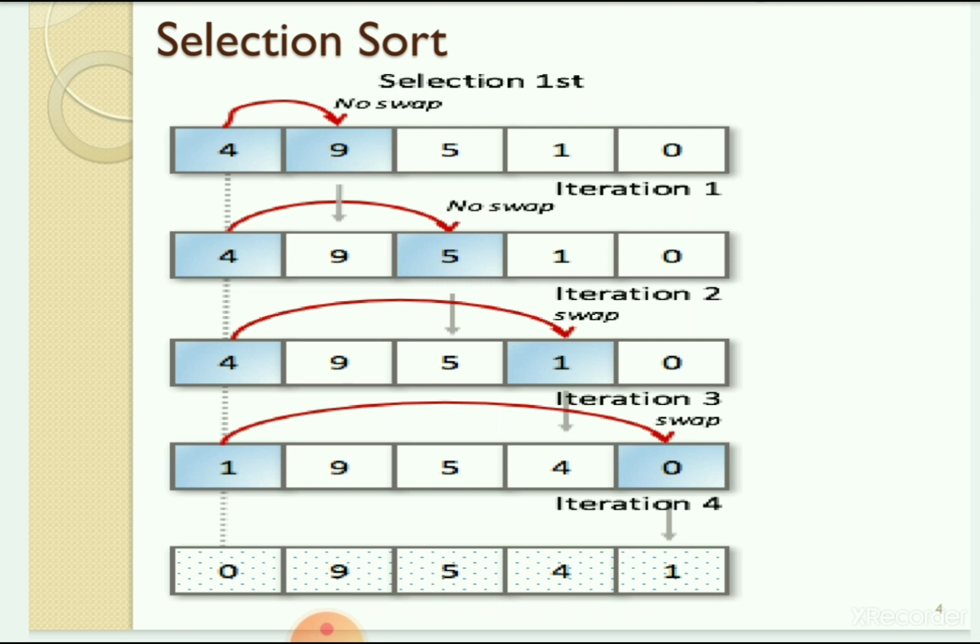When we are doing the swapping, in that case we have to select this particular position, okay, not the element. So 4 when compared with 9, we don't have to swap the elements. Then in the second we have to compare 4 with the 5. Again we don't need to swap the element. In the third iteration we have to compare 4 with the 1. 4 is greater than 1, so we have to swap the elements.